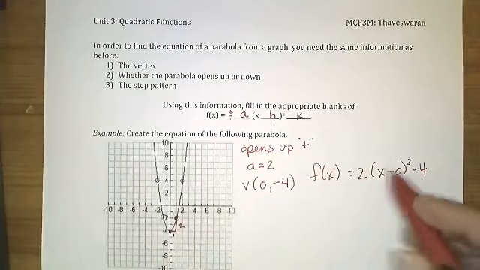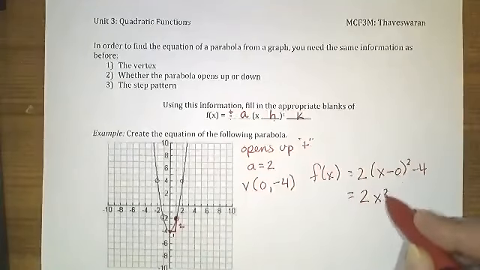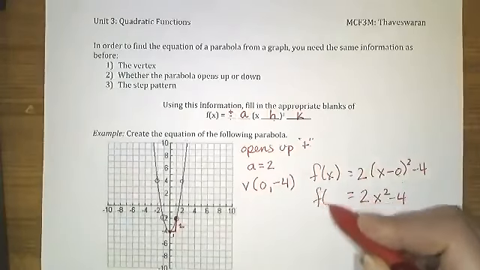Of course, we wouldn't leave it in this form because we can simplify this. So we have 2x squared subtract 4. That is our final equation.